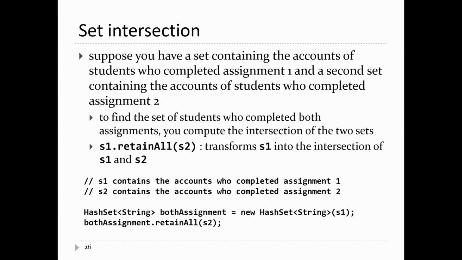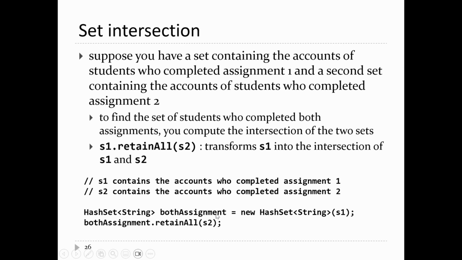retainAll is the set intersection method. So S1 retainAll S2 keeps everything in S1 that's also in S2. In other words, it looks at the elements of S2. If it finds an element of S2 that's not in S1, then it doesn't add it to S1. If it finds an element in S1 that's not in S2, it removes it from S1. So that transforms S1 into the intersection of S1 and S2.